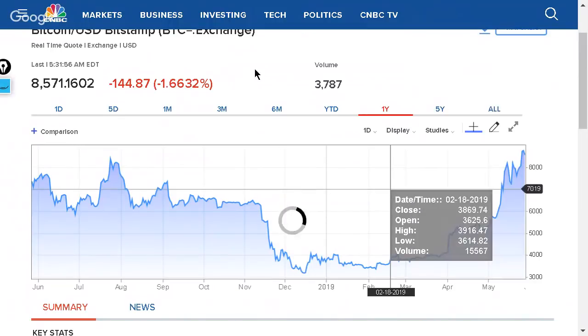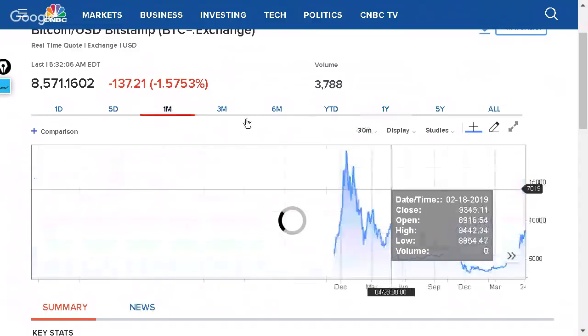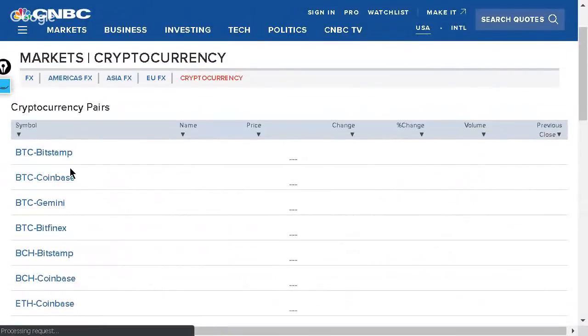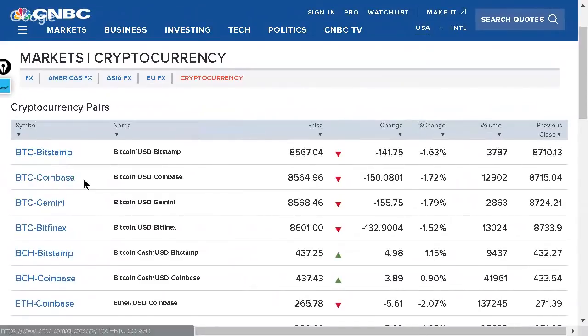All right, this is not loading, and it is pissing me off. Let's look at the 1 month. Here's the 1 month Bitcoin chart. Not bad, not bad. Although I have sidelined my crypto. I've gotten completely out of crypto, folks, completely out of crypto.